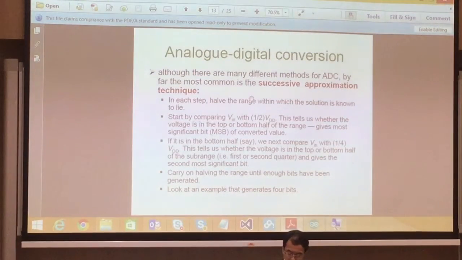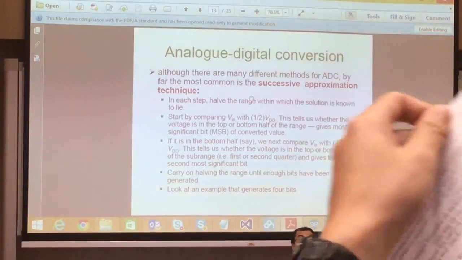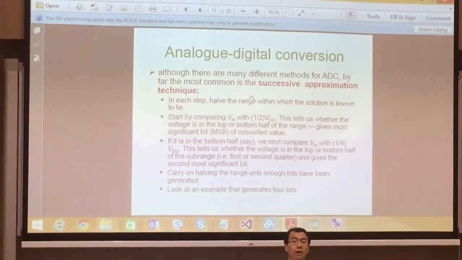And okay, next I want to show you a little bit how we can do analog to digital conversion. Actually, there are many ways to do that. For analog to digital conversion, there are at least 5 to 6 ways to do it. I want to show you one, the most common one, called the successive approximation method. Let me give you the basic idea.